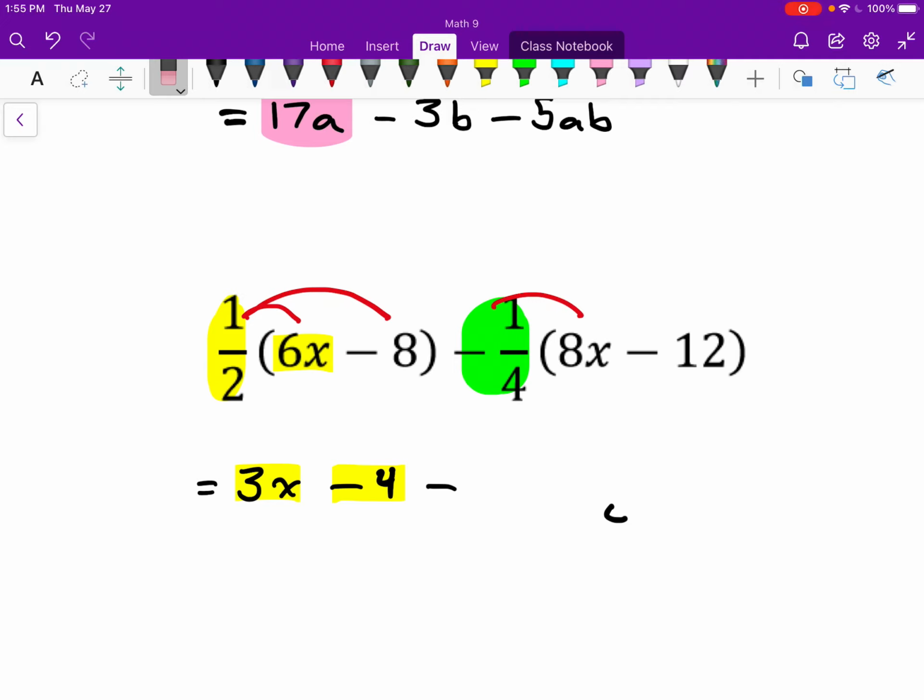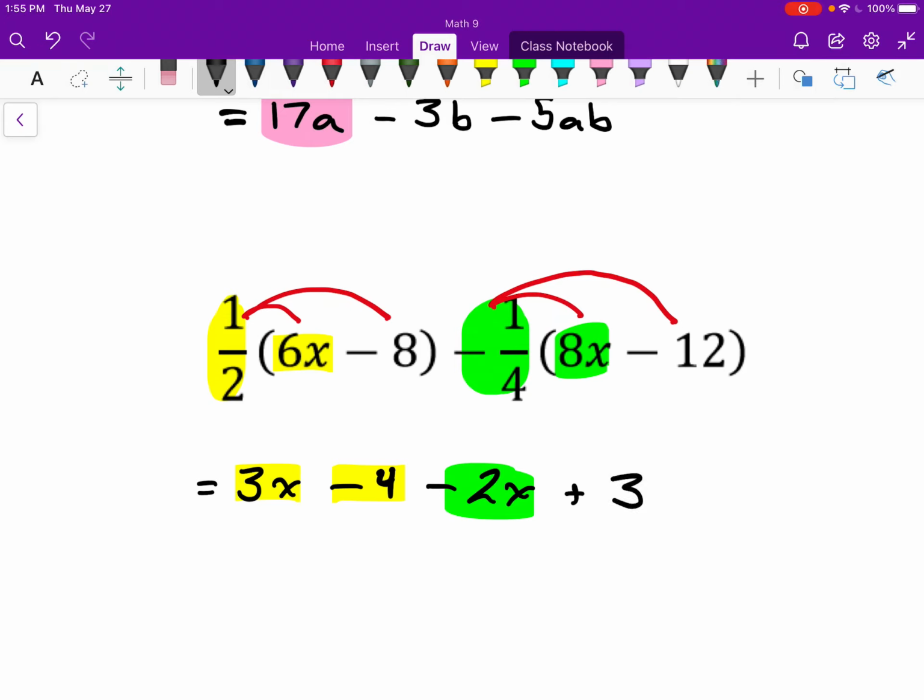And so 1/4 times 8 is 2. So negative 1/4 times 8x is negative 2x. And then, almost done, I have negative 1/4 times negative 12. Well, negative times a negative is a positive. And a quarter times 12 means what is 1/4 of 12? What is 12 divided by 4?